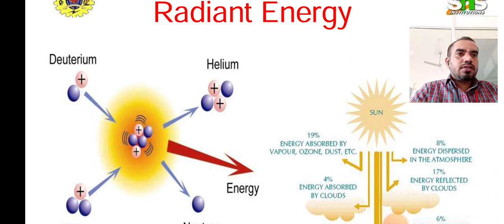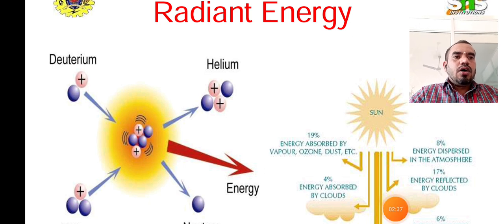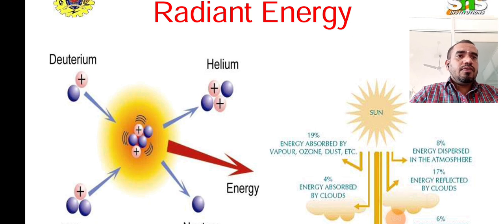ozone, dust, etc. So we know that in space we have a lot of materials like the ozone layer, dust particles and other substances. Those things absorb 19% of the sun's radiation. So comparatively, the earth absorbs only approximately 50% of the sun's radiation.